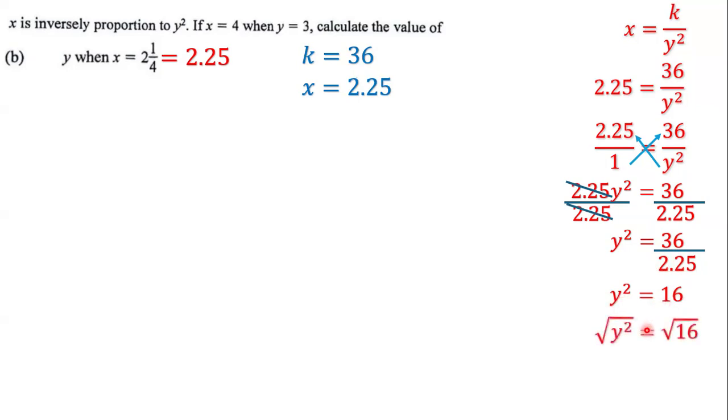Next, we take the square root of both sides of this equation. And so the root and the power cancel out each other. And so we have that y is equal to the square root of 16. And the square root of 16 is definitely 4. So y is equal to 4. And that's the answer to this particular question.